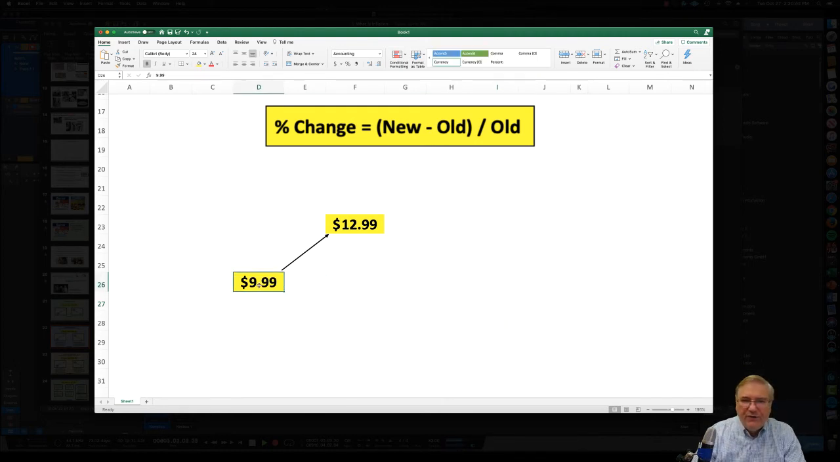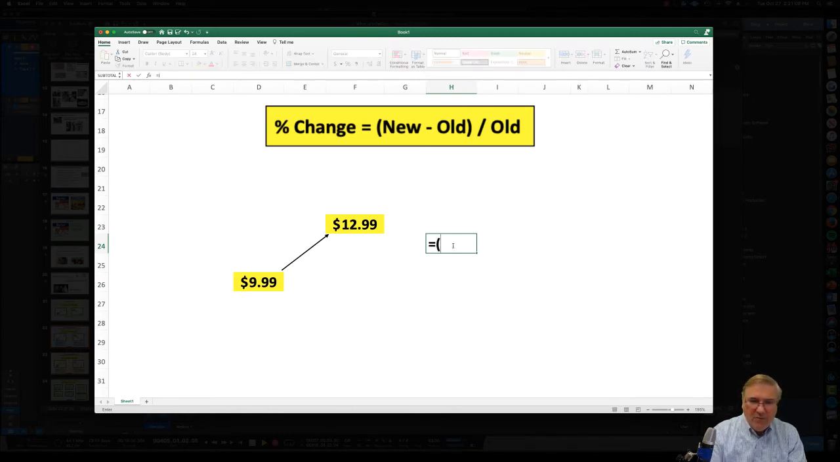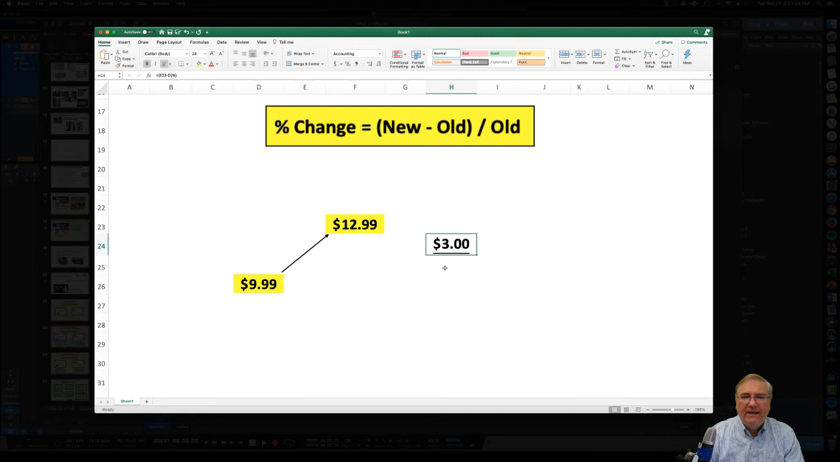You can see that there's a progression in price from left to right. $12.99 is the new value. The old value is $9.99. So let's plug that into the percentage change formula. Equals, open parentheses, $12.99 minus $9.99, and we get an increase of $3. Next, we have to divide that by the old number, which is equal to $9.99.